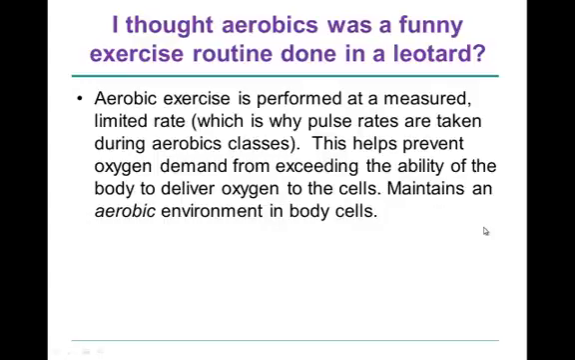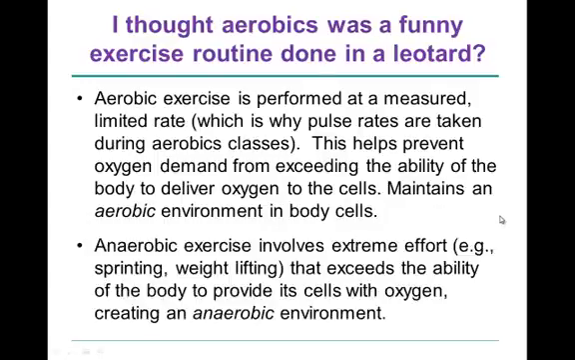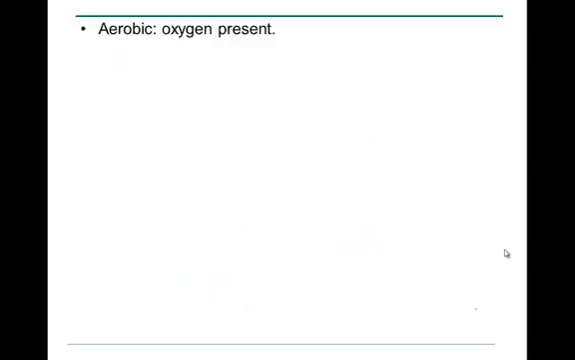Now, anaerobic exercise, by contrast, involves a more extreme effort. For example, think of running wind sprinting, weightlifting. This extreme exercise exceeds the ability of the body to provide its cells with oxygen, and therefore the environment inside the cells is anaerobic. And so this is a way to help you to understand both exercise and to understand a little bit more about this process that we are studying now. So just remember that aerobic means oxygen is present, anaerobic, oxygen is lacking.